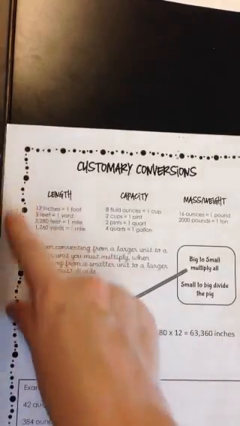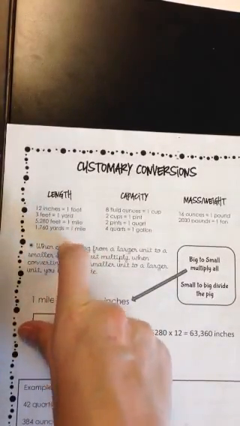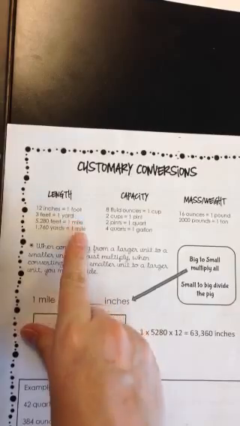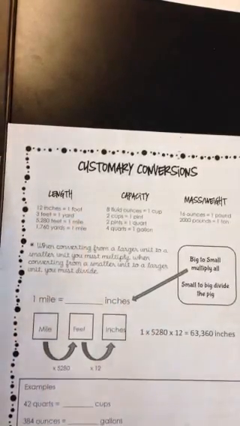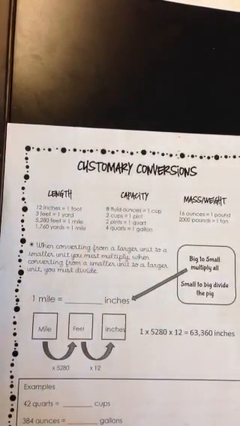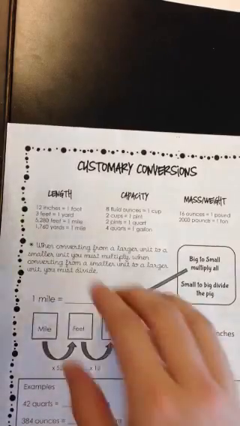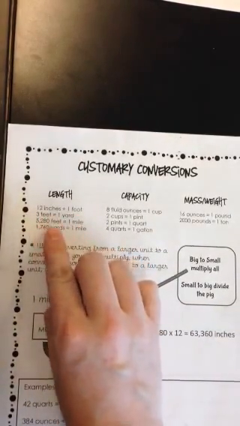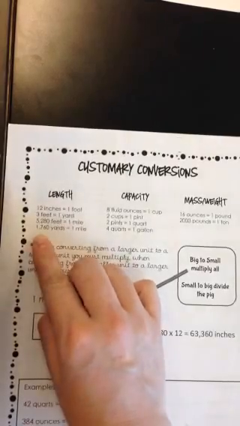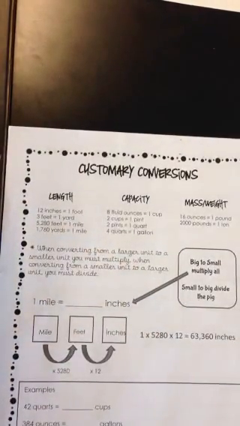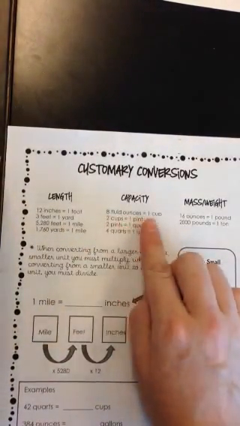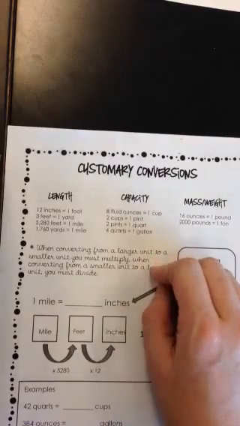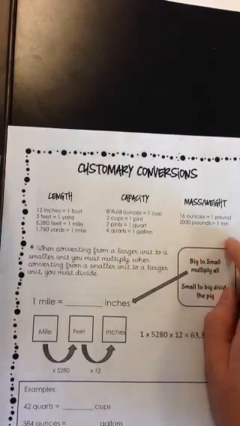For example, if we're measuring length in the customary unit, we can measure it in inches, feet, yards, miles, and each of those convert to the other with a number that is not so nice. So there are 12 inches in a foot, 3 feet in a yard, 5,280 feet in a mile, and 1,760 yards in a mile. Capacity would be your ounces, cups, pints, quarts, and gallons, and mass and weight are ounces, pounds, and tons.